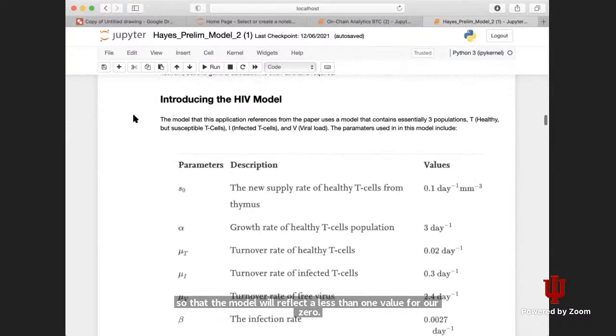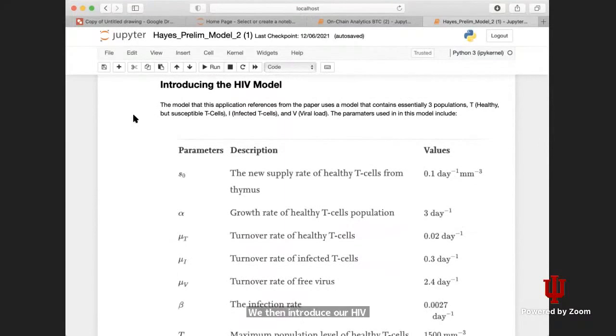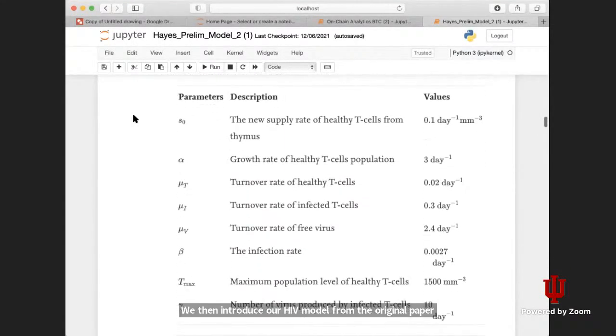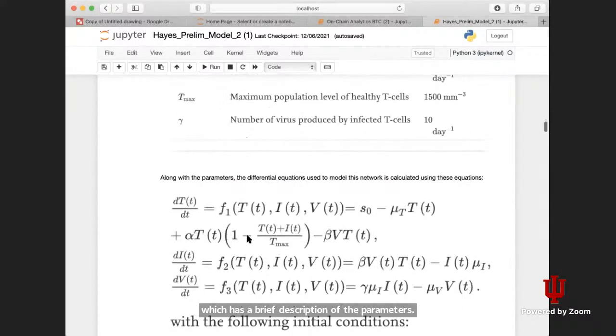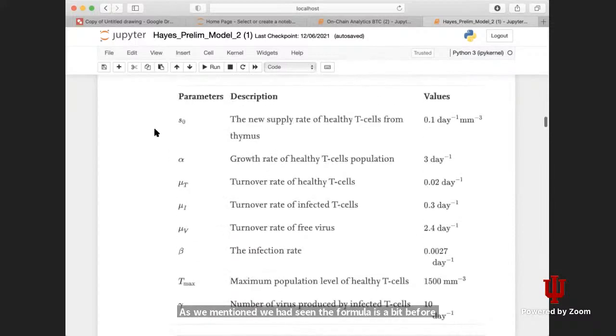We then introduced our HIV model from the original paper, which has a brief description of the parameters. As we had mentioned, we had seen the formulas a bit before in our presentation, and the parameters simply include the healthy supply rate of T cells from the thymus, which is what is within our bodies, which is able to replicate these T cells and generally allows our immune system to fight infections. We also have the growth rate of these healthy T cell populations and the turnover death rates, along with infection rates and maximum population of healthy T cells.